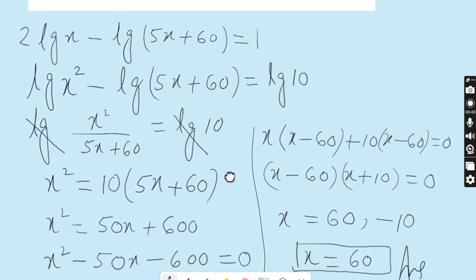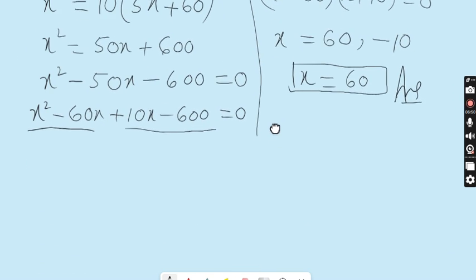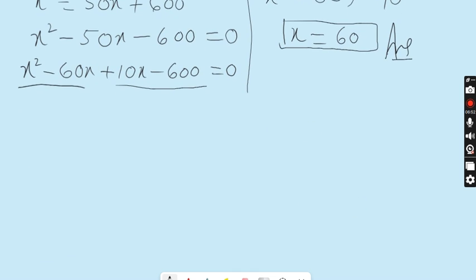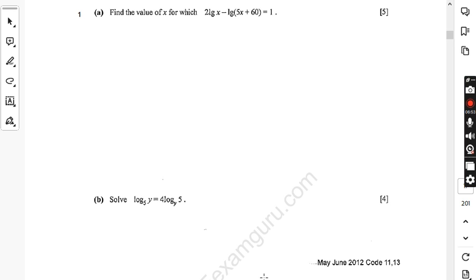This is a logarithmic equation. So in order to solve a logarithmic equation, you must know the laws of logarithm. Now taking part B. Again, you can see this part came in May-June 2012, code 1113.